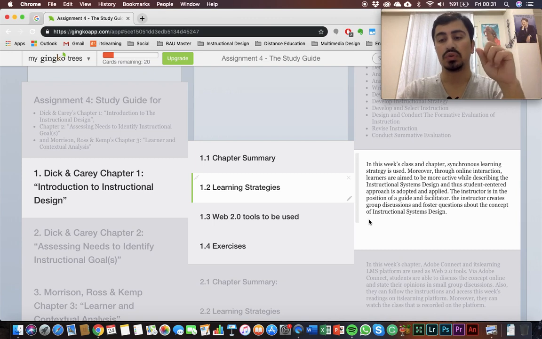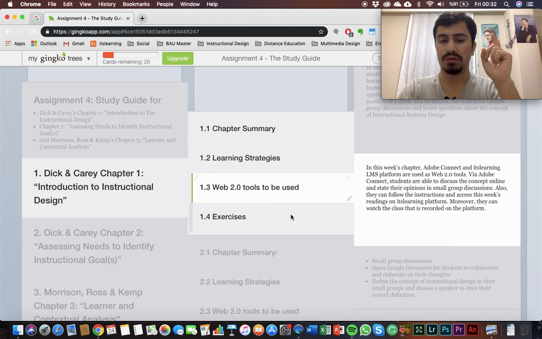So, learning strategies. In this week's class and chapter, synchronous learning strategy is used. Moreover, through online interaction, learners are aimed to be more active while describing the instructional systems design, and thus a student-centered learning approach is adopted and applied. The instructor is in the position of a guide and facilitator. The instructor creates group discussions and fosters questions about the concept of instructional systems design.